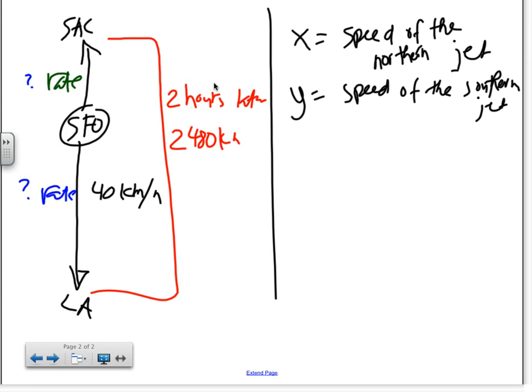What is it? Oh, wait. Oh, yeah, it did give you something. 40 kilometers per hour greater. So how do you take that information about speed to write our first equation?